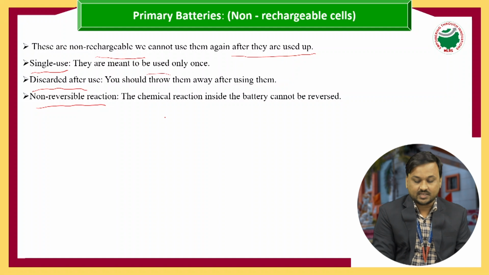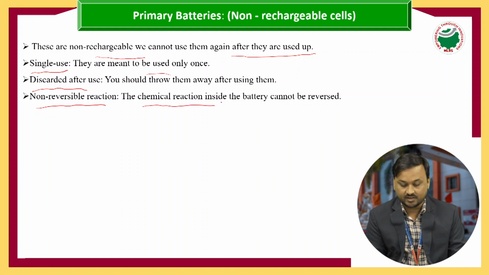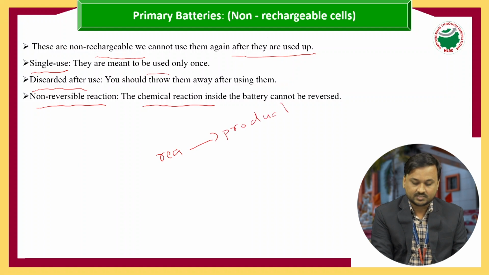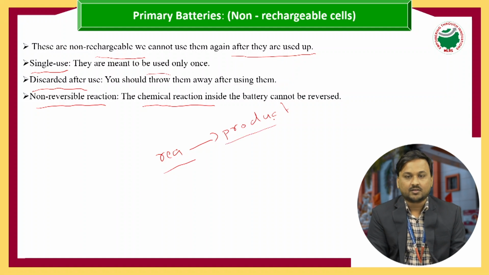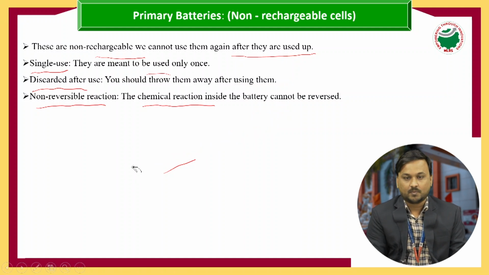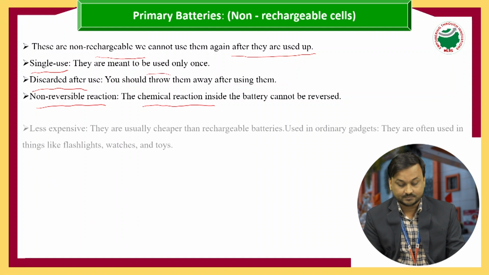Non-reversible action: this chemical reaction inside the battery cannot be reversed. Once the reactant converts into the product, in these primary batteries, it will be dead. Again, the process is not reversible. Only one time can these primary batteries be used.